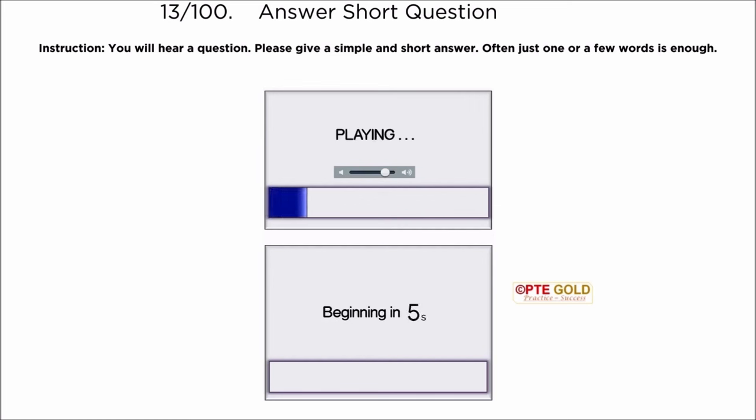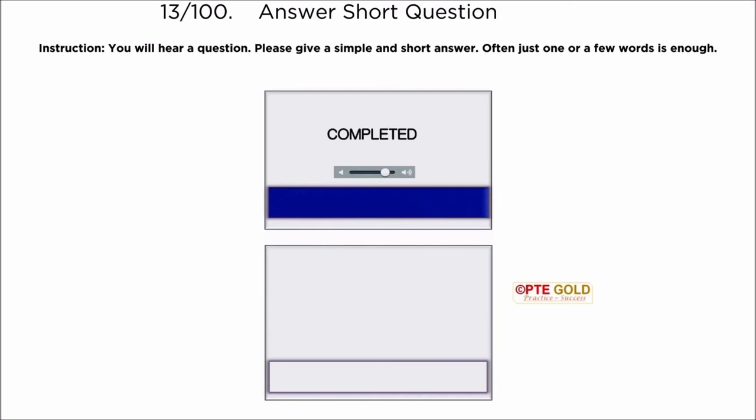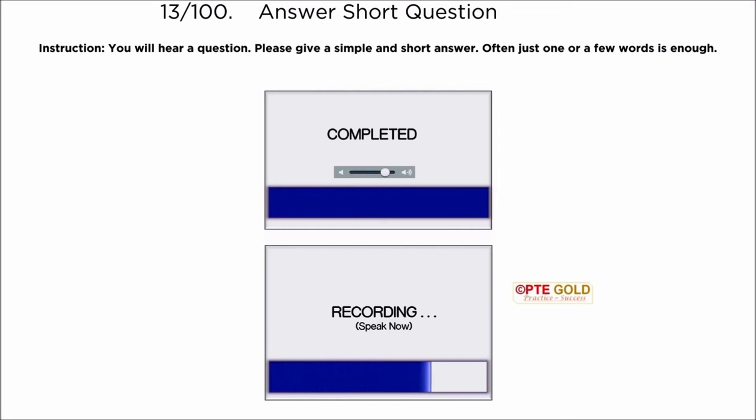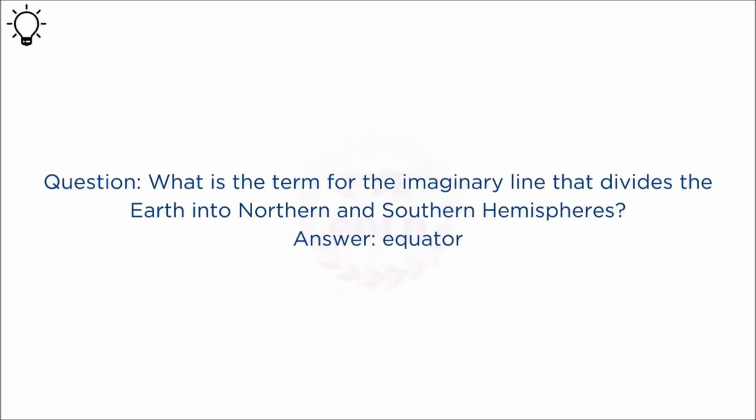What is the term for the imaginary line that divides the Earth into northern and southern hemispheres? Equator.